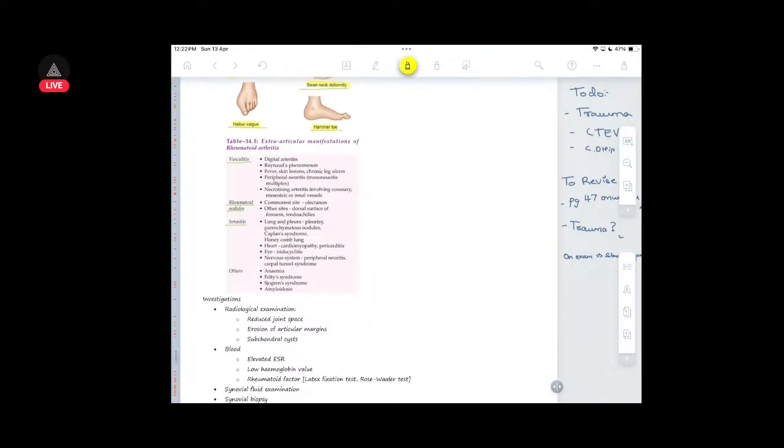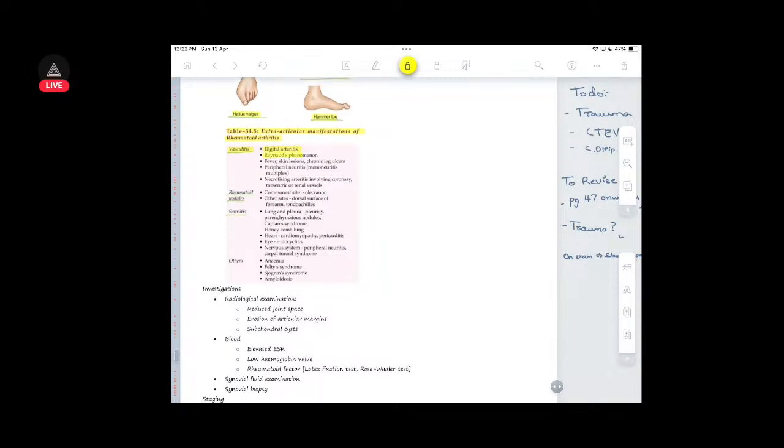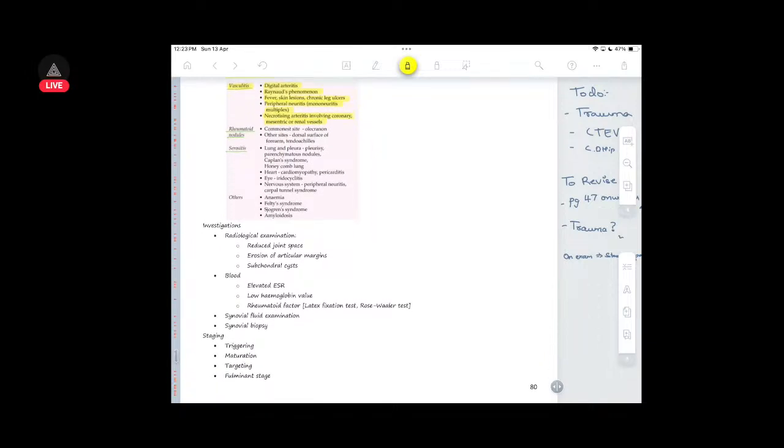And extra-articular manifestations of rheumatoid arthritis, you have vasculitis, digital arteritis, Raynaud phenomenon, fever, skin lesions, chronic leg ulcers, peripheral neuritis may be there, mononeuritis multiplex, and necrotizing arteritis involving coronary, mesenteric or renal vessels. Then for rheumatoid nodules, the commonest site is the olecranon. Other sites you have are the dorsum surface of the forearms and tendo Achilles.